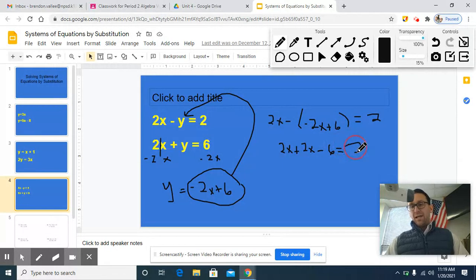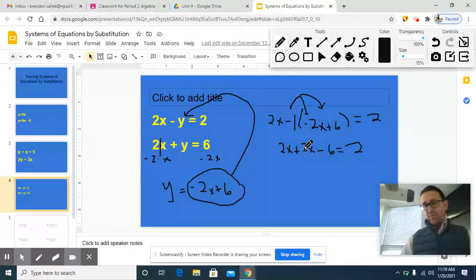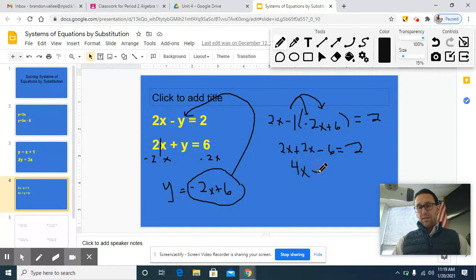And if you don't like that explanation, you could also make this a negative 1 and distribute the negative 1. So either way you write that, that's fine. And then you add these two together, 4x minus 6 equals 2. Add the 6 to both sides, plus 6 plus 6. 4x equals 8. Divide by 4, x equals 2.